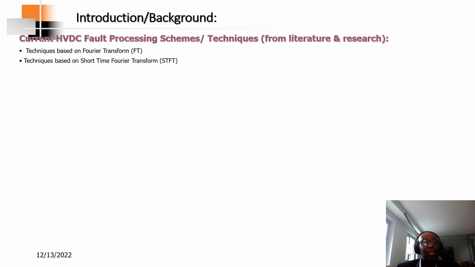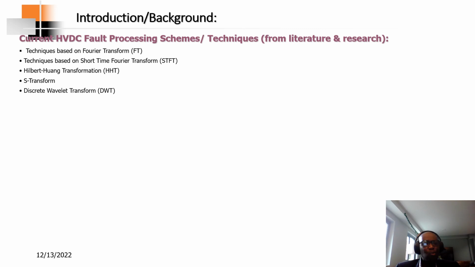And our techniques based on short-time Fourier transform, and our techniques based on Hilbert-Huang transformation. We also have techniques that are based on the S transform. The techniques based on the short-time Fourier transform, the Hilbert-Huang transform, and the S transform are all based on literature. It is only the Fourier transform that is in commercial operation.